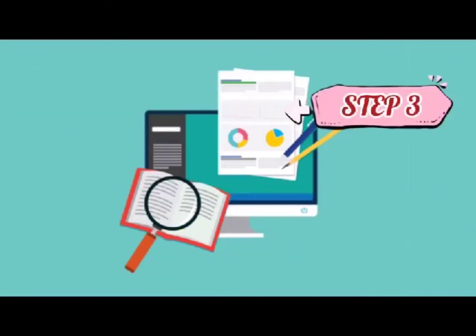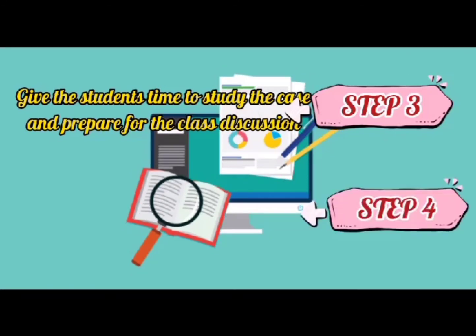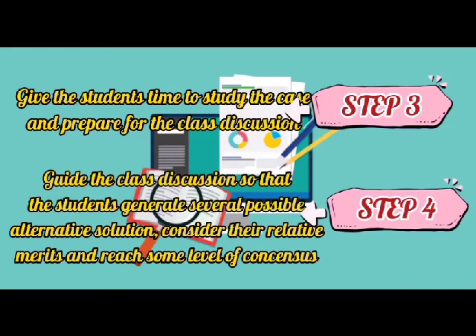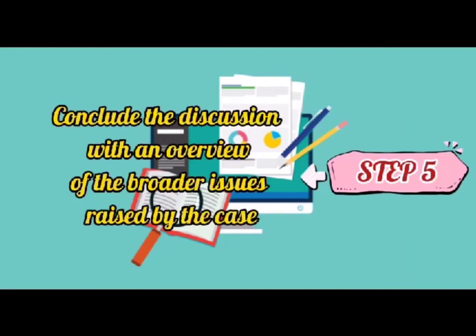The third step is to give the students time to study the case and prepare for the class discussion. The fourth step is to guide the class discussion so that the students generate possible alternative solutions, consider their relative merits, and reach some level of consensus. And lastly, conclude the discussion with an overview of the broader issues raised by the case.